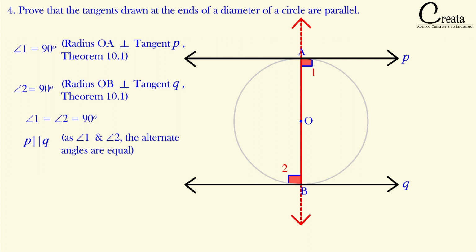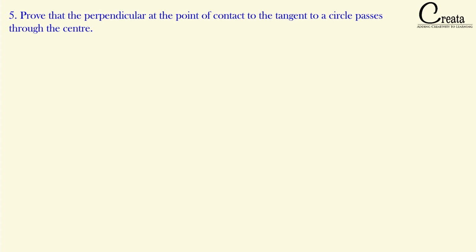Tangents drawn at the ends of the diameter of a circle are parallel to each other. Got it? We are done with question number 4. Let's move to question number 5. Prove that the perpendicular at the point of contact to the tangent to a circle passes through the center. So this is the question. Let's take it down.